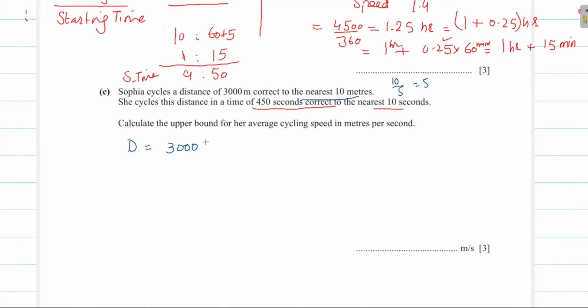Now the correction error is plus minus 5. We write it here plus minus 5. And the same here, the time is 450 seconds. We write it as 10 divided by 2, we get 5 seconds. Now we write it plus minus 5.